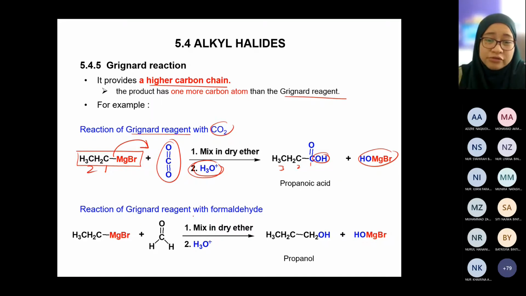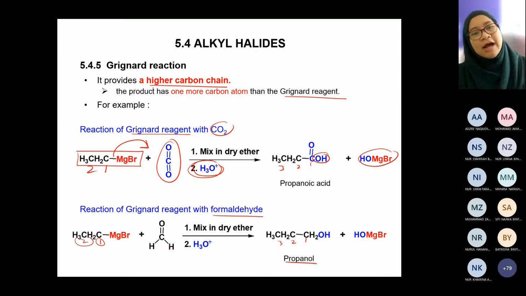So it can also be used to react with formaldehyde. Okay, so initially dia ada 2 carbon je, nampak tak? 1, 2 carbon. So when it reacts with this aldehyde, okay, dia react, so nampak tak pertambahan carbon chain dia? Dia jadi 3 carbon. Okay, so dia dah jadi 3 carbon dekat sini. So H will be reduced, H akan jadi OH. So this is alcohol.